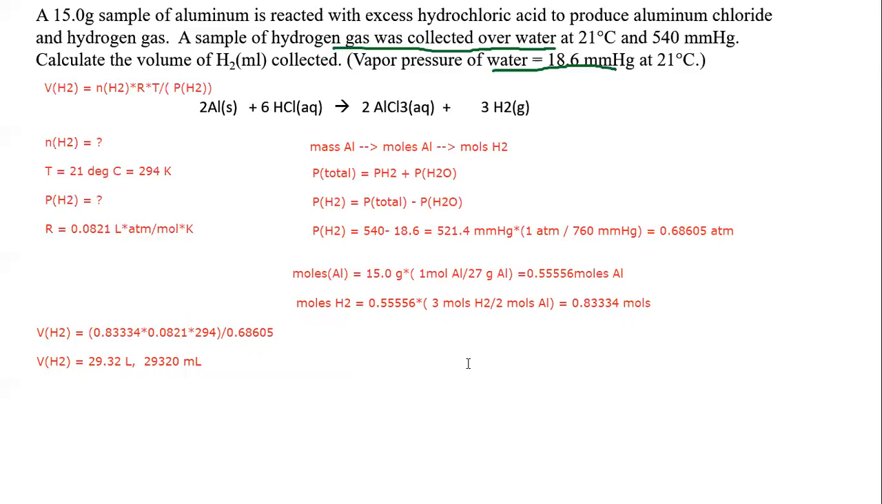All right. So again, anytime you collect a sample over water, now you have a mixture of gases when the pressure is measured. So it's a mixture of the dry gas and the water. So we have to subtract out the vapor pressure of the water to get the pressure of the dry gas. And this is using Dalton's law of partial pressures.